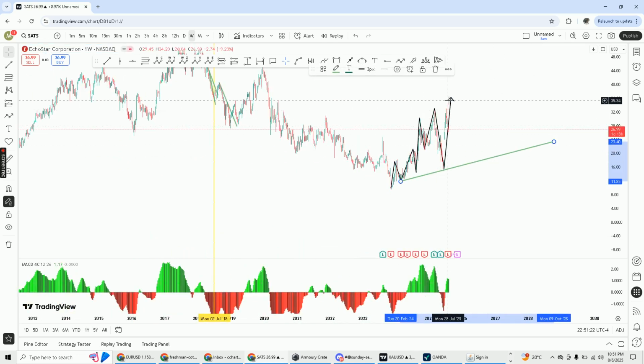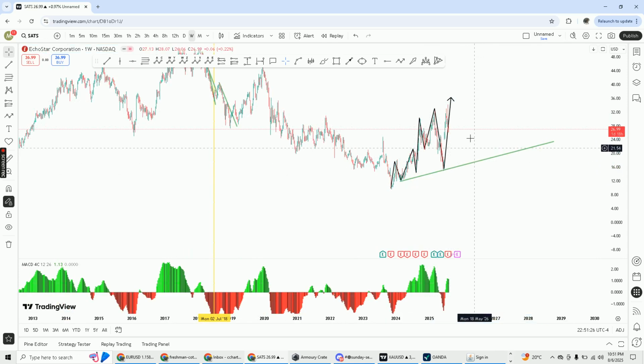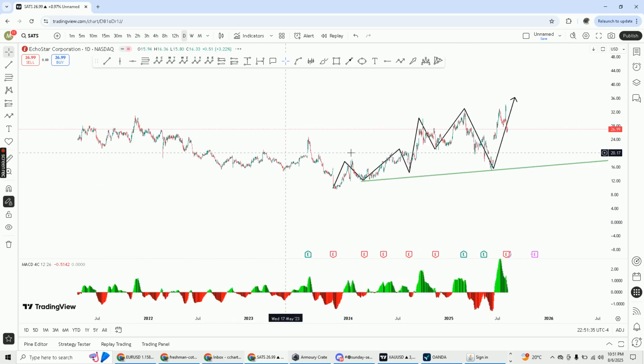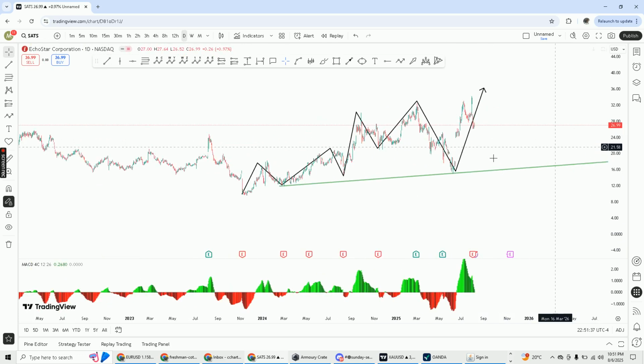So for the market to come back and pull down on a weekly and break, it would have to break here and continue down to be a downtrend again. But right now it looks like an uptrend. So this is on a weekly. Let me go down to a daily and see on this last.